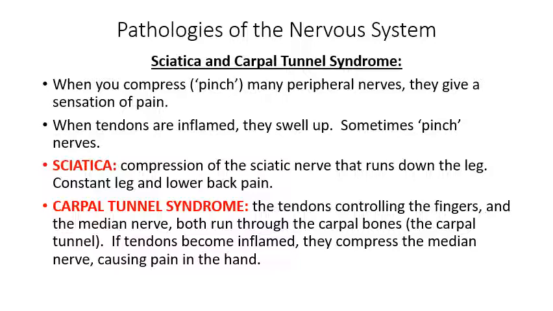Carpal tunnel syndrome. Okay, so you know that the bones in your wrist are called the carpals. The wrist bones, the carpals, form a tunnel, a kind of circular shape, and the tendons that operate the fingers in your hand run through the carpal tunnel, as well as a nerve called the median nerve. So we have a median nerve that is used to feel sensation in your hand that runs through the carpal tunnel along with a bunch of tendons that operate your fingers. If you have swollen tendons inside the carpal tunnel, they will actually pinch the nerve that runs through the middle of them, and you will feel pain in your hand.